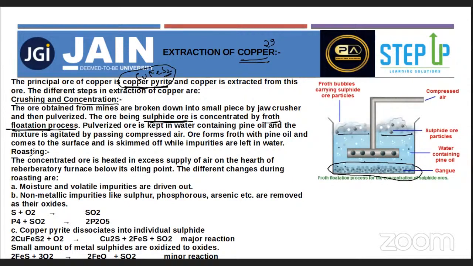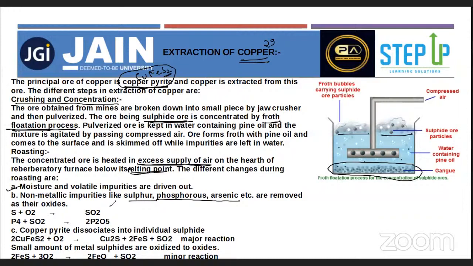After we are done with the first step, the next step is roasting. The concentrated ore is heated in excess supply of air on the hearth of a reverberatory furnace below its melting point. We can't allow it to melt, because if you melt it, it will go to another form. The changes during roasting are, first, moisture and volatile impurities are driven out. Non-metallic impurities like sulfur, phosphorus, arsenic, etc. are removed as their oxides. This is what roasting does.